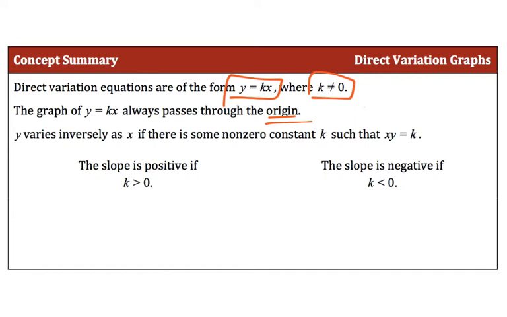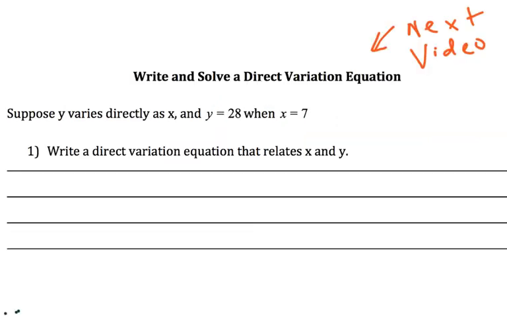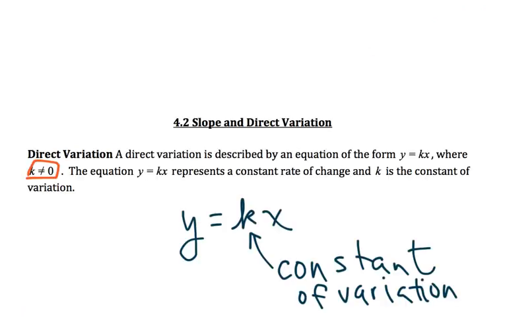And y varies inversely as x, but here's the deal. We're going to talk about that in later chapters, so just put a little arrow here, and just put not direct. You'll notice that you would have to actually divide by x if you wanted to have that, and that's making it something different. The slope is positive if k is greater than 0. The slope is negative if k is less than 0. So it kind of summarizes our thoughts in that video. We'll save the next types of problems for the next video, but this will mark the end of one of 2 videos for Section 4.2, Slope and Direct Variation.